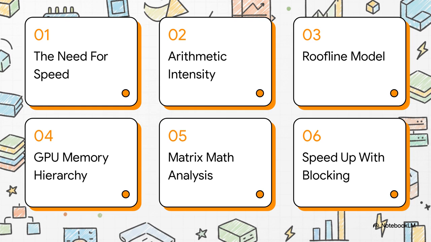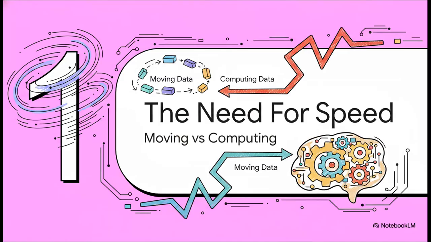We'll start with the underlying need for speed, figure out how to measure arithmetic intensity, check out the roofline model, dive into the GPU memory hierarchy, analyze the matrix multiplication kernel, and finally, speed the whole thing up with blocking. Let's jump in. Section 1.